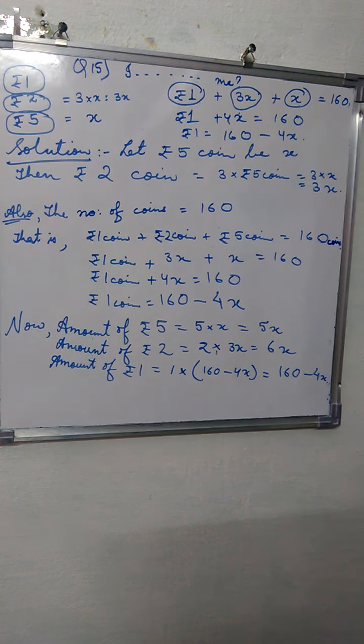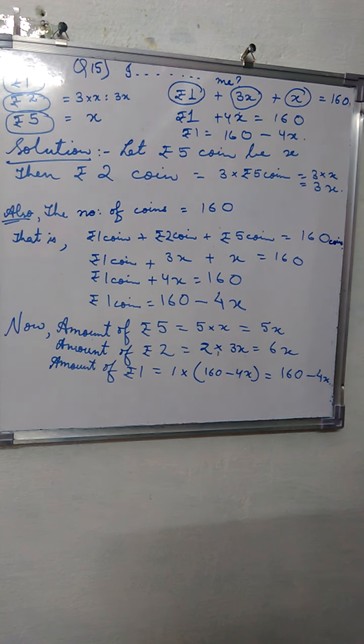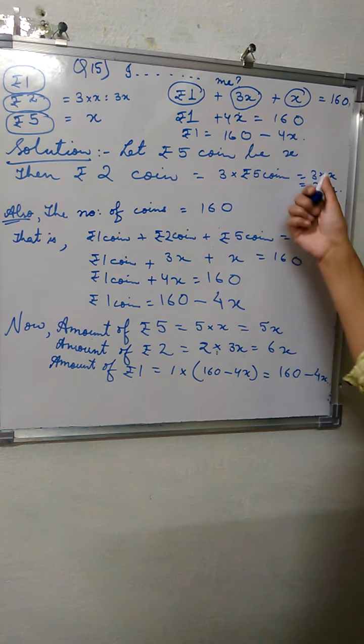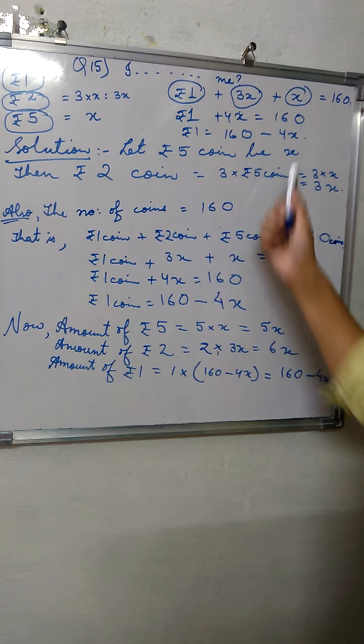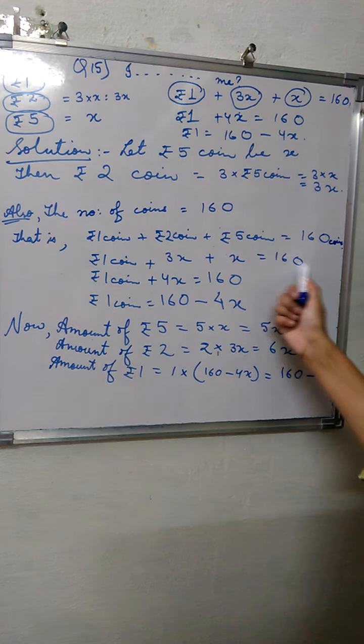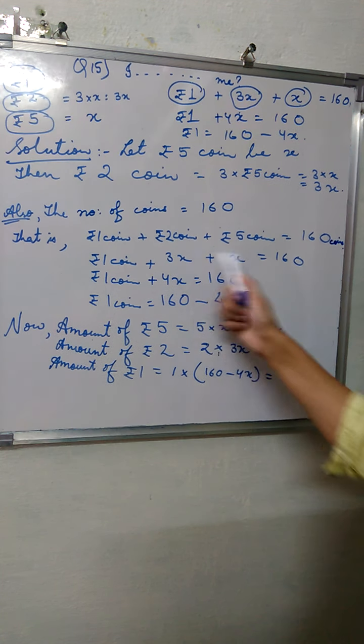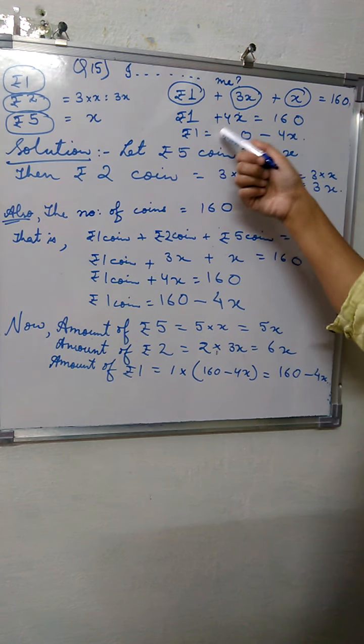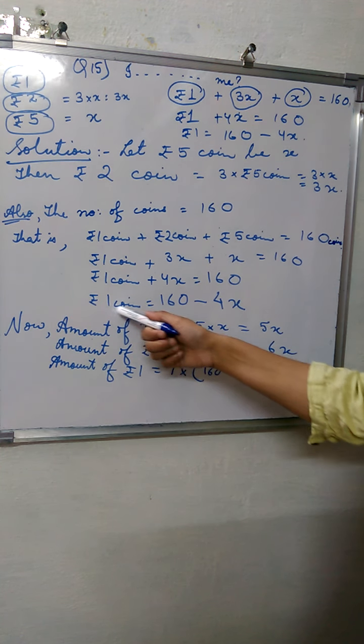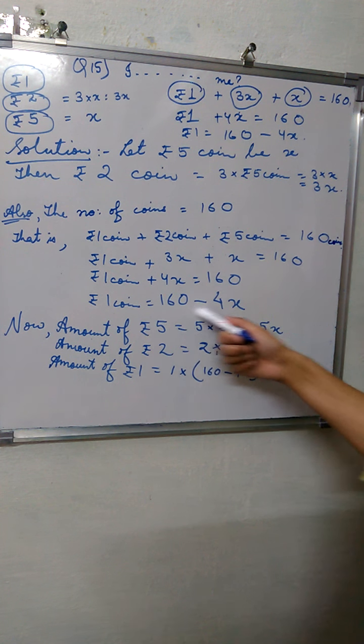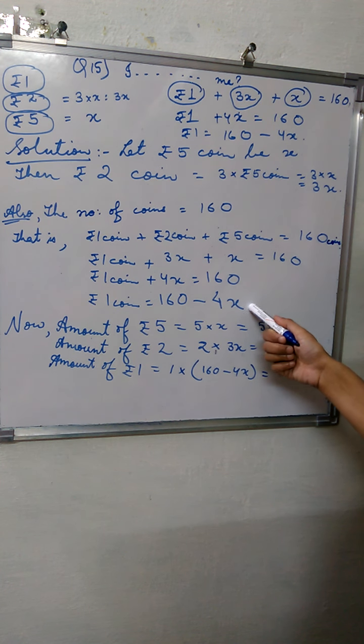So rupees 1 coins plus, we'll put the value of rupees 2 coins, that is 3x, and the rupees 5 coins which we have assumed as x, is equal to 160. Then this gives us 4x. Here we had explained this. Okay, so we get the number of rupees 1 coins is equal to 160 minus 4x.